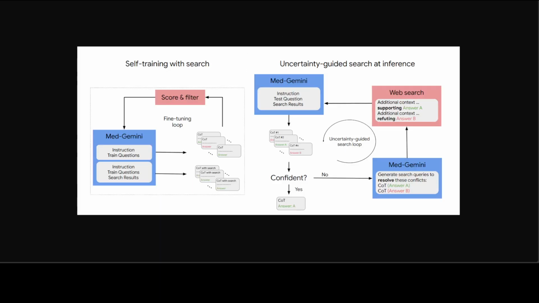Now, this diagram is about self-training and search tool usage, which I believe is one of the most salient features of Med-Gemini. The left panel, self-training with search, shows the self-training framework used to fine-tune Med-Gemini L for advanced medical reasoning and use of web search. This framework iteratively generates reasoning responses with and without web search, improving the model's ability to utilize external information for accurate answers. The right panel shows Med-Gemini L's uncertainty-guided search process at inference time. This iterative process involves generating multiple reasoning paths, filtering based on uncertainty, generating search queries to resolve ambiguity, and incorporating retrieved search results for more accurate responses.